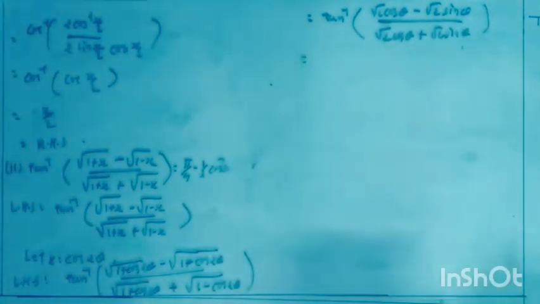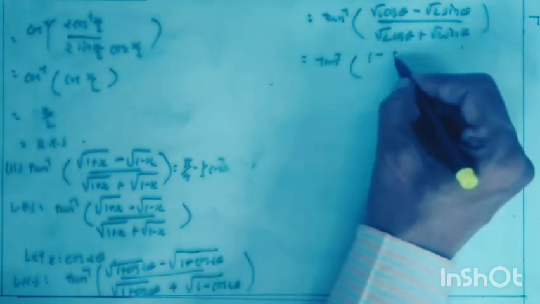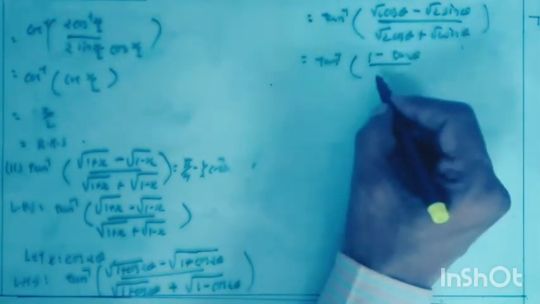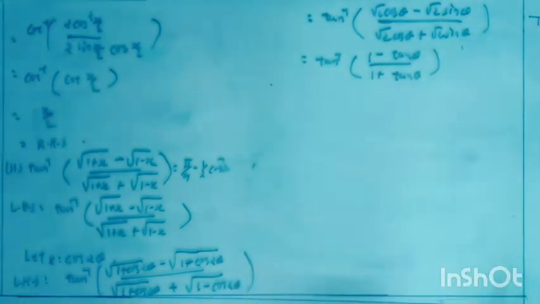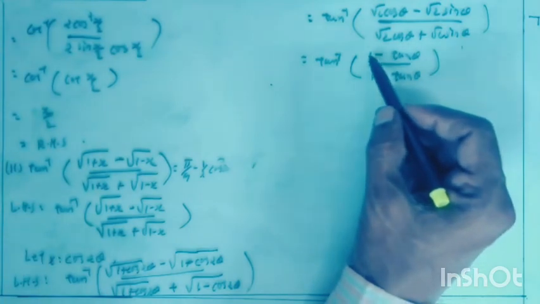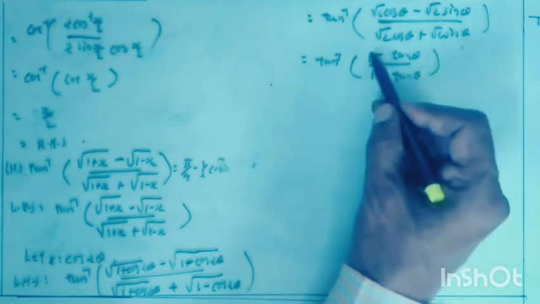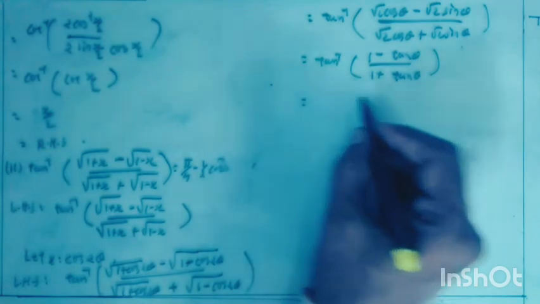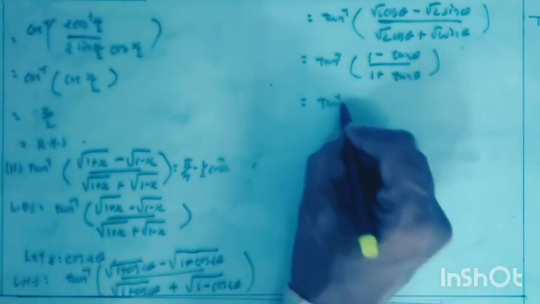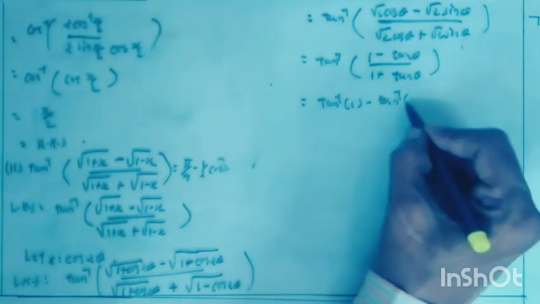Now dividing by root 2 cos theta in both numerator and denominator, we get tan inverse of 1 minus tan theta upon 1 plus tan theta. This looks like tan inverse of x minus y upon 1 plus x into y. Take x is equal to 1, y is equal to tan theta. So here we get tan inverse 1 minus tan inverse tan theta.